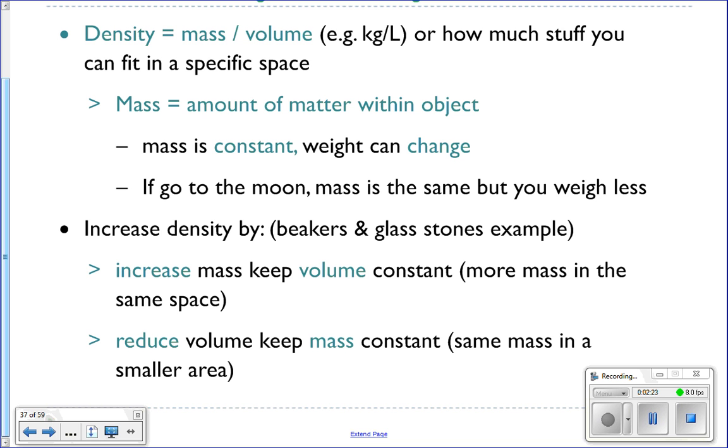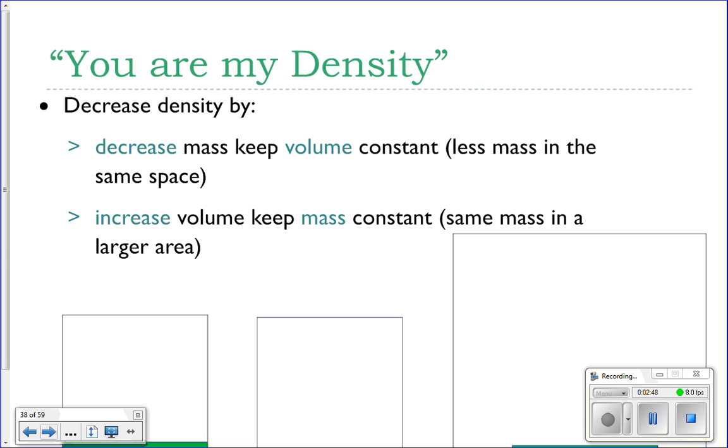You can also increase density if you reduce the volume. So if you start with your original glass container, and let's say you have 15 rocks in there to start with, if you take those 15 rocks and put them into a smaller glass container, meaning you reduce the volume, you will have increased the density of that object.